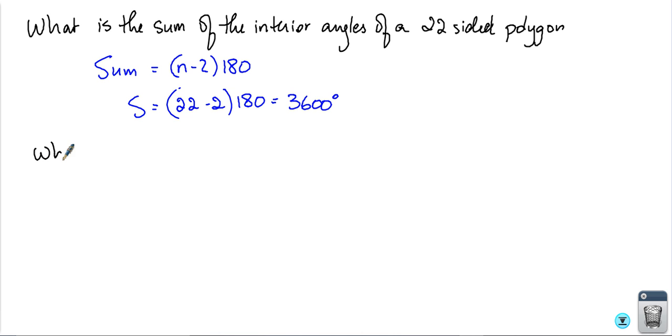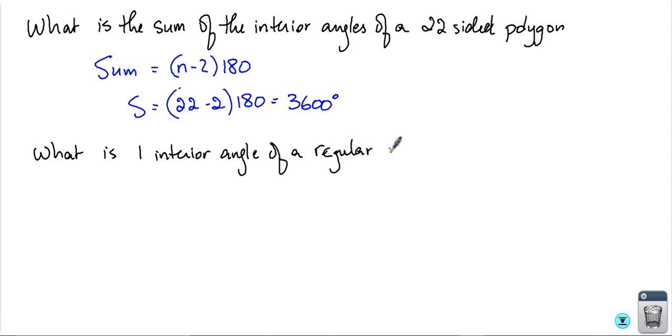Let's work out another example. What is one interior angle of a regular, this time, so we know all the angles are equal, 15-sided polygon? So, we're going to first find the sum, then we're going to divide that result by 15, okay, because we need just one of the angles.